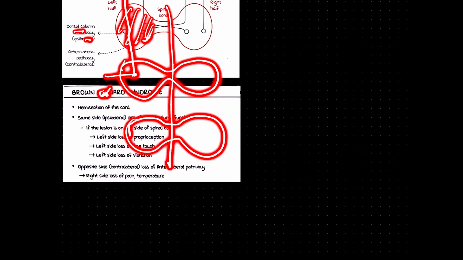if we see the anterolateral pathway, it will go like this and it will cross over to the other side and then move upward. That means this anterolateral pathway that is moving into the other side will not be damaged, and this is one important thing that we need to know. This was about the same side.